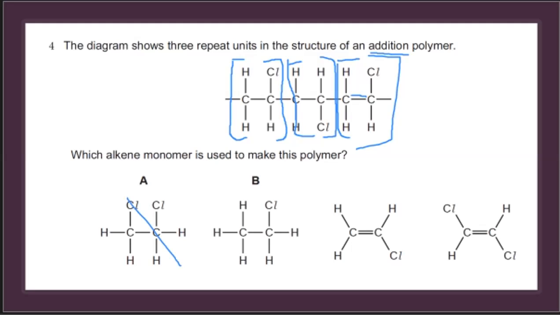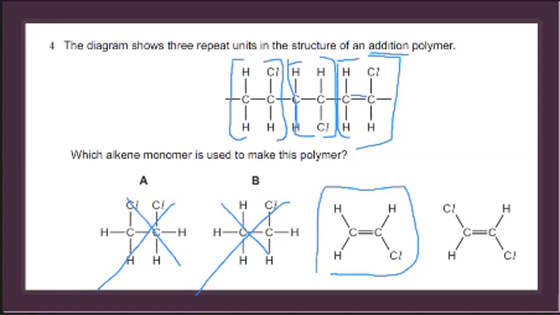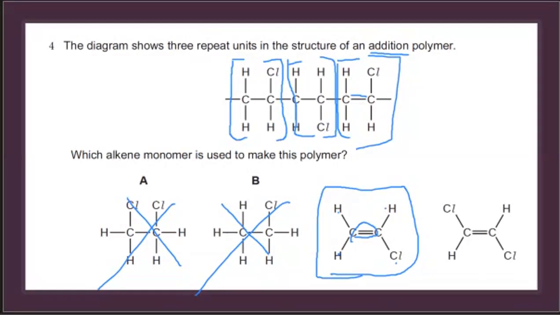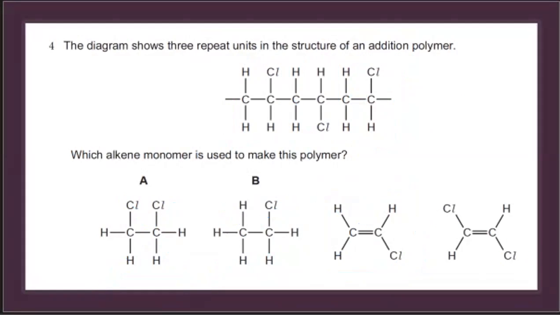So it's not A because A only has single bonds. It's not B, B only has single bonds. So we're looking for a structure that has 3 hydrogens and 1 chlorine with a double bond in the center. This here has 2 chlorines, so it means they would have changed the structure if they had done this. That is incorrect. So the answer for this question should be C, as in cat.